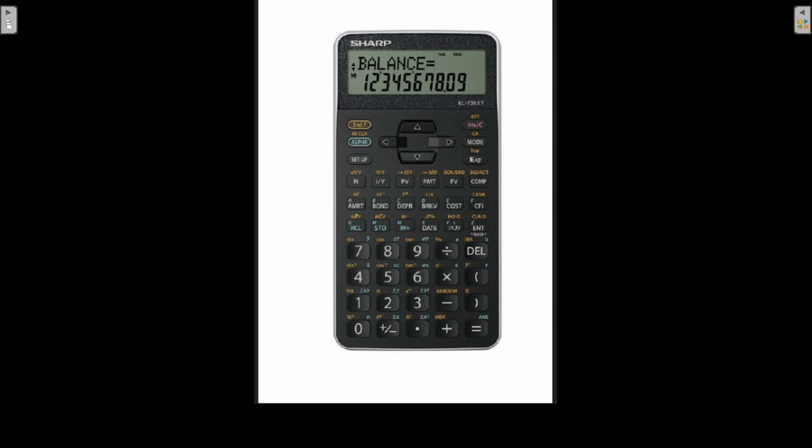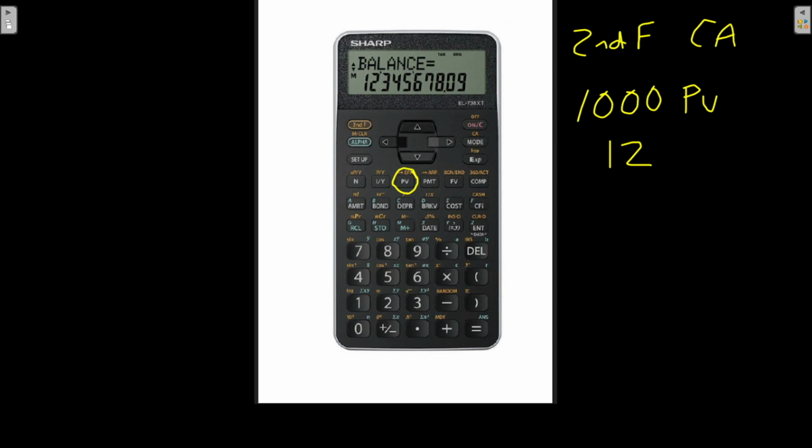So first of all, you will press the second function and then CA to clear all cash flow values from previous calculations. And then you type in 1000 and the button PV for present value. So you will see there's the button PV for the present value. Then you have our interest rate of 12%. So you will type 12 and then press the button interest rate per year. And then 2, and then you press N for your number of time periods.